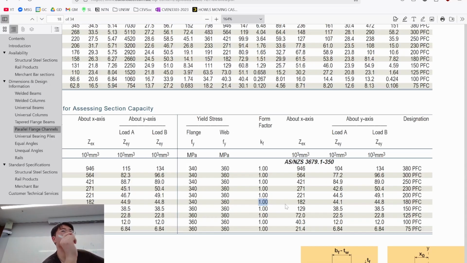KF is basically to do with how much of your section is going to locally buckle in compression. Now they specifically manufacture these products so that they get full utilization of the amount of steel that you put into it. They've kind of been converged, like min-maxed products, right? So they're obviously not going to give you something that's designed to have a lower form factor. Do you know what I mean? So you can trust that most of the time anything you grab from OneSteel is going to have a form factor of 1, right? It's not going to locally buckle.